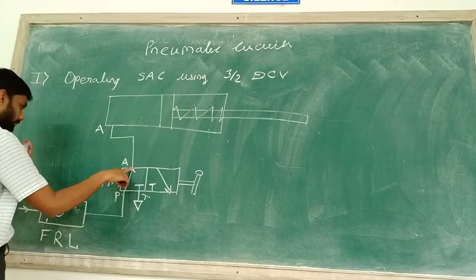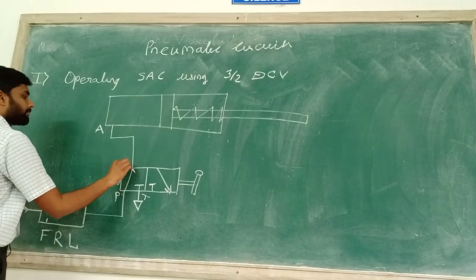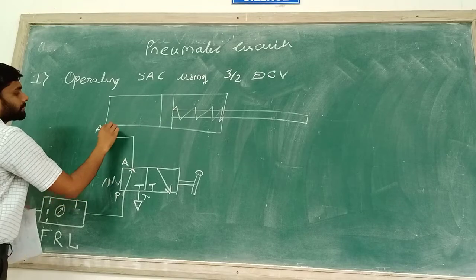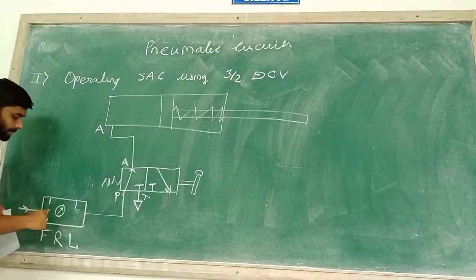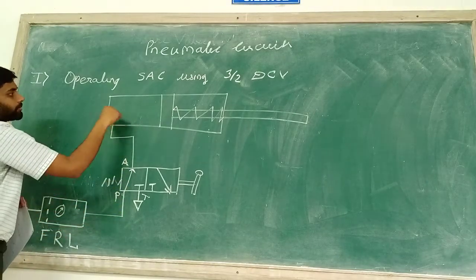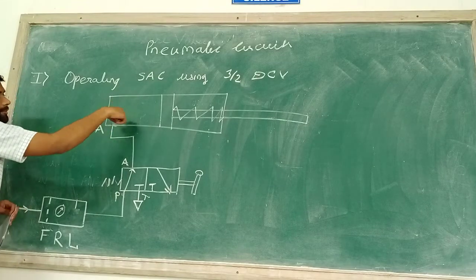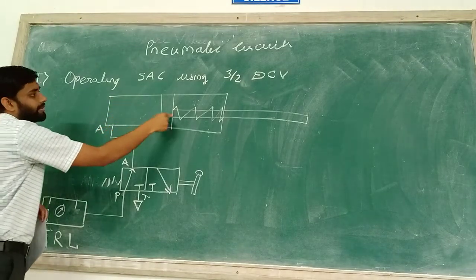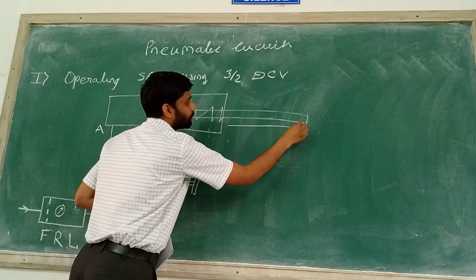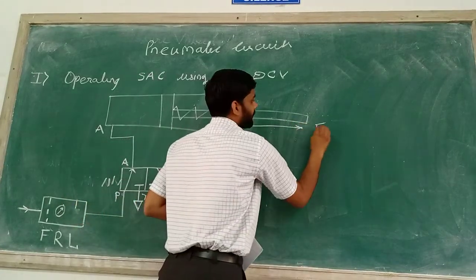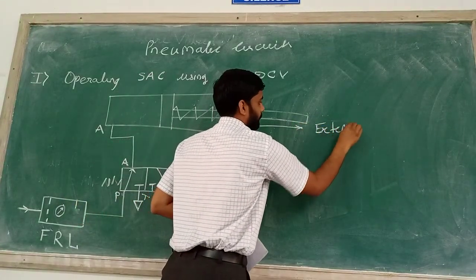Then this pump port P is connected to the port A, and through this the air which is coming from this FRL moves to this area, and as the air pressure inside increases, this piston moves in the outward direction and we get the extension stroke.